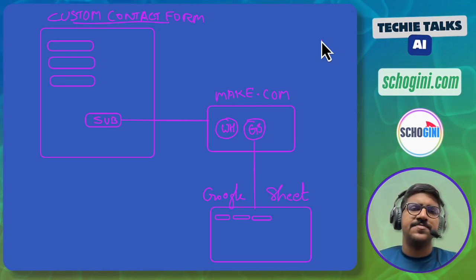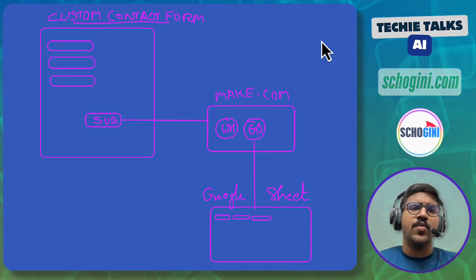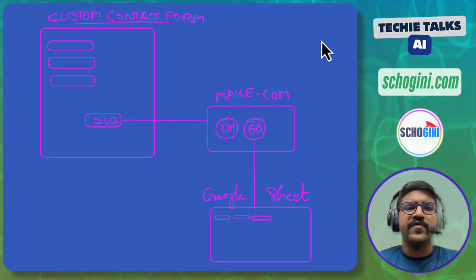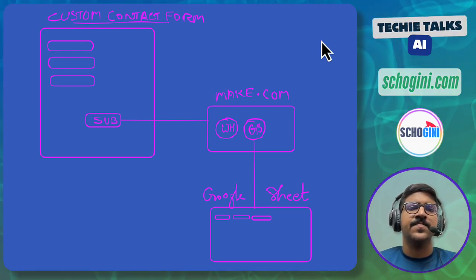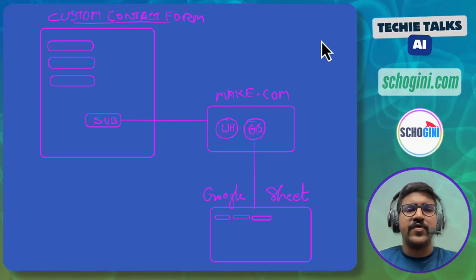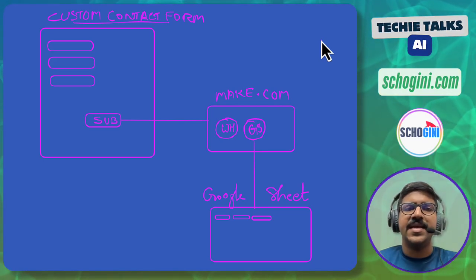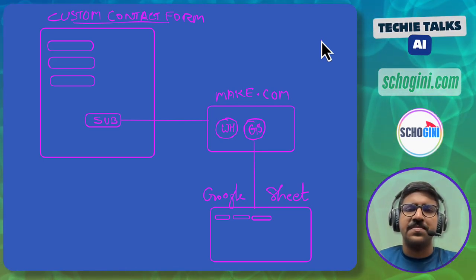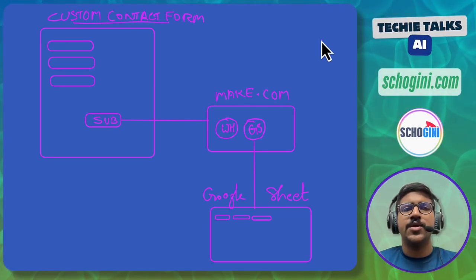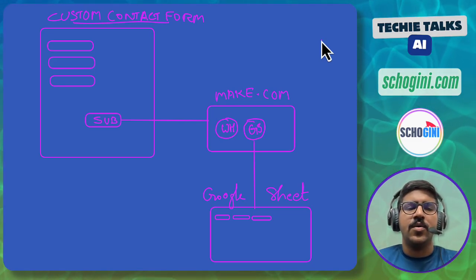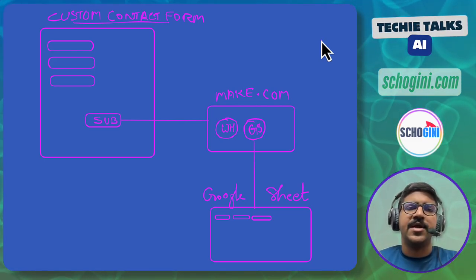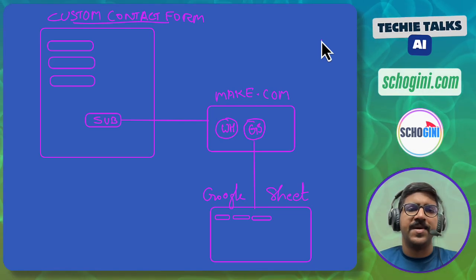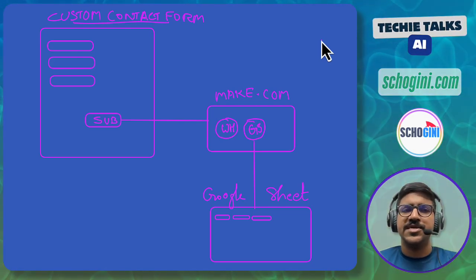And later on, as part of this series, we will see how we will be able to add more features to it. Like we will be seeing how we can check for the relevance or validity of the contact form submission. And we will see how you can use AI to respond to that particular contact form in an automatic manner. Okay, so let's get started.